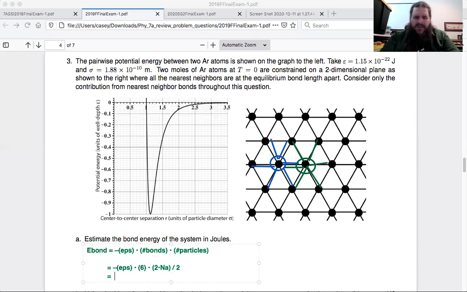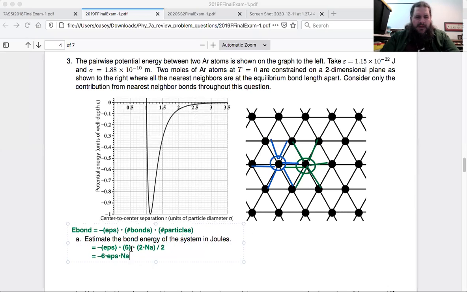6 times 2 over 2 just becomes 6. So -6 times epsilon times Avogadro's number should give us the value we need here. And that will be -6 times epsilon, in this case, 1.15 times 10 to the -22 joules. Avogadro's number is 6.02 times 10 to the +23. So 10 to the -22 and 10 to the +23 just become 10.